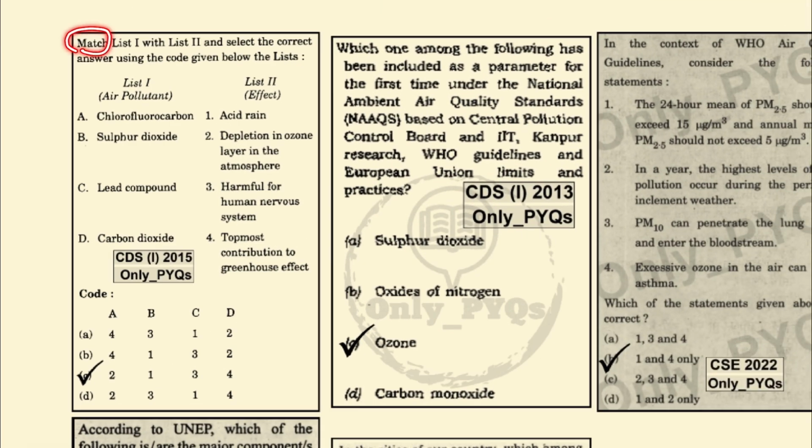The question is to match the following, where we need to match the air pollutants and their effects. Chlorofluorocarbon causes depletion of the ozone layer in the atmosphere. Sulfur dioxide is for acid rain. Lead compounds are harmful for the human nervous system. Carbon dioxide is the topmost contributor to greenhouse gases.